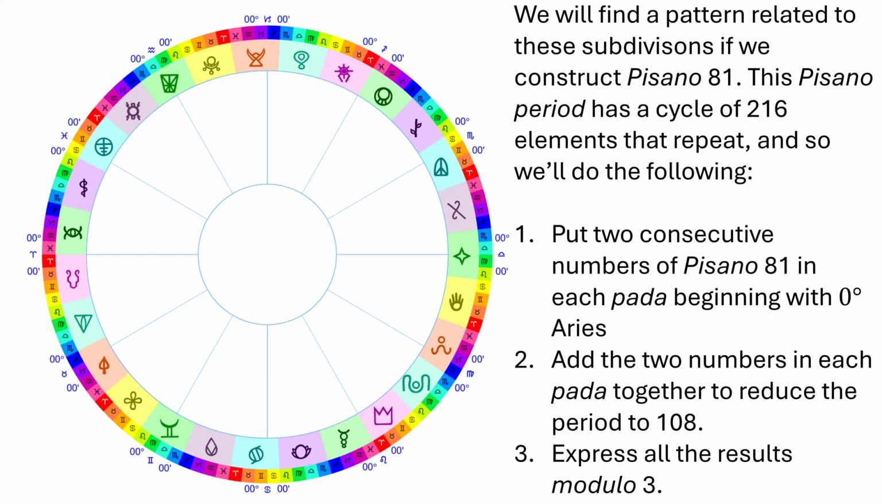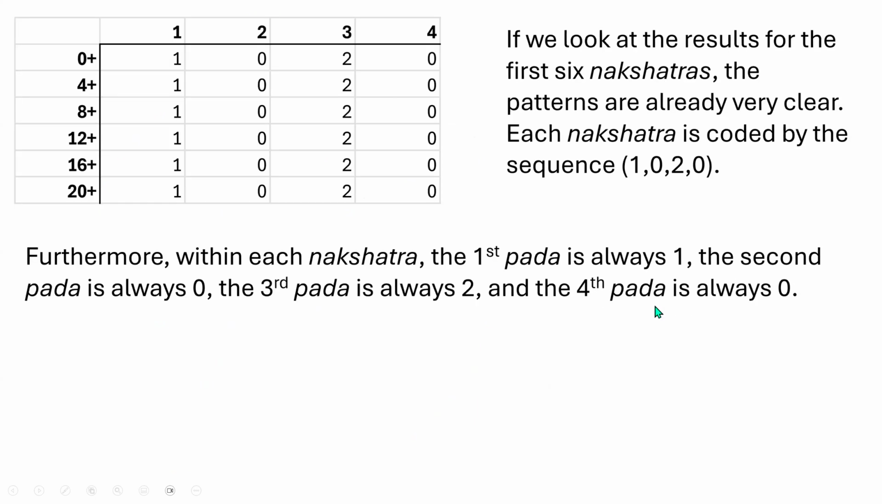We will find a pattern related to these subdivisions if we construct Pisano 81. This Pisano period has a cycle of 216 elements that repeat, so we do the following. We put two consecutive numbers of Pisano 81 in each pada, beginning with 0 degrees Aries, using an Aries zodiac. Add the two numbers in each pada together to reduce the period to 108. Interesting, we used a similar kind of procedure when we were looking at the planet ladder. Then we express all the results modulo 3, of all things.